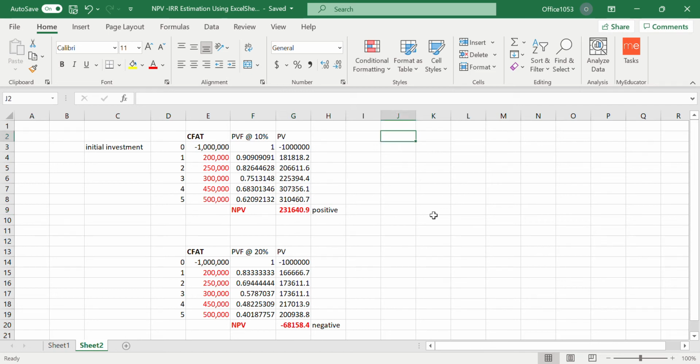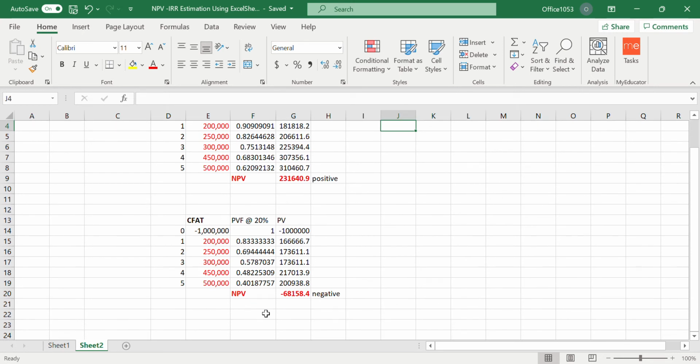We know that IRR is a rate at which, if the cash flows are discounted, NPV will be exactly equal to 0. So this means if NPV is positive at 10% and NPV is negative at 20%, IRR is greater than 10% and also less than 20%. This means IRR lies between 10 and 20.